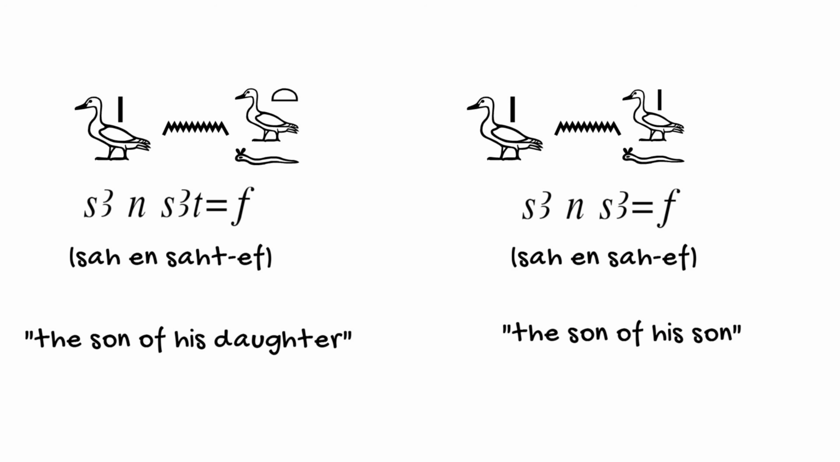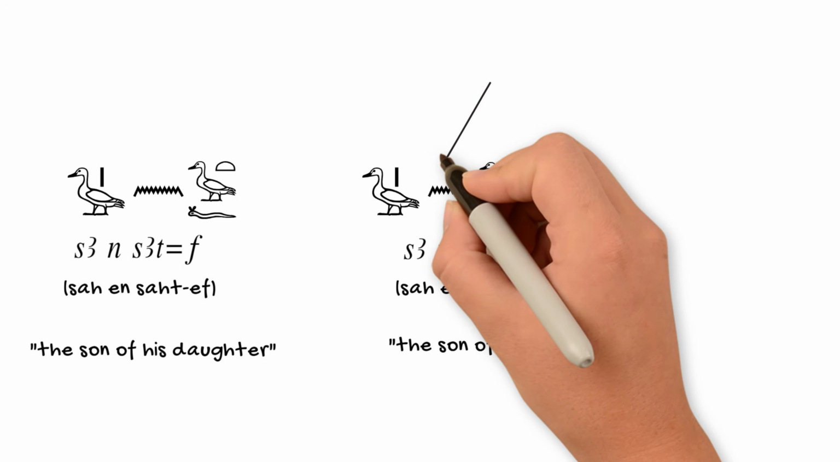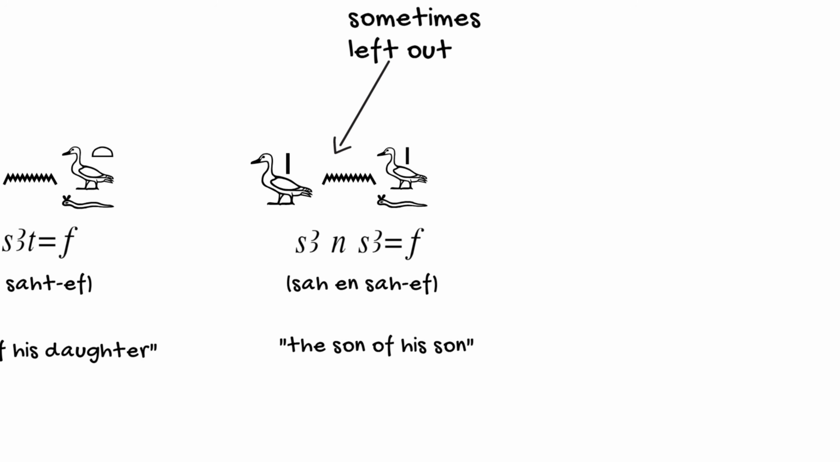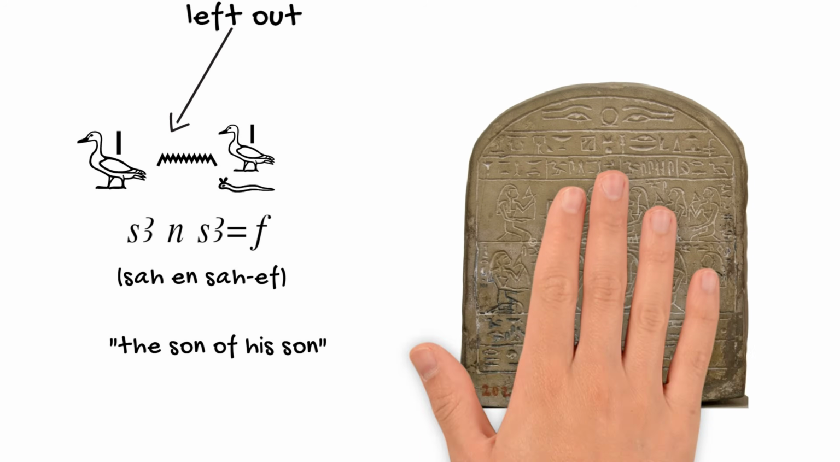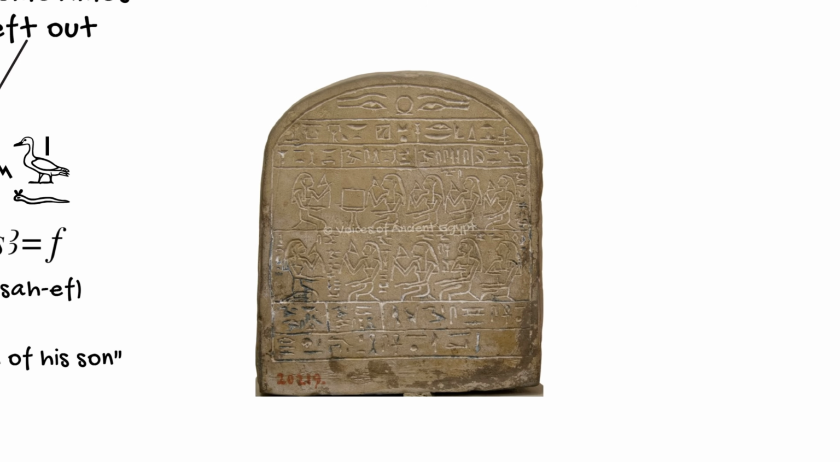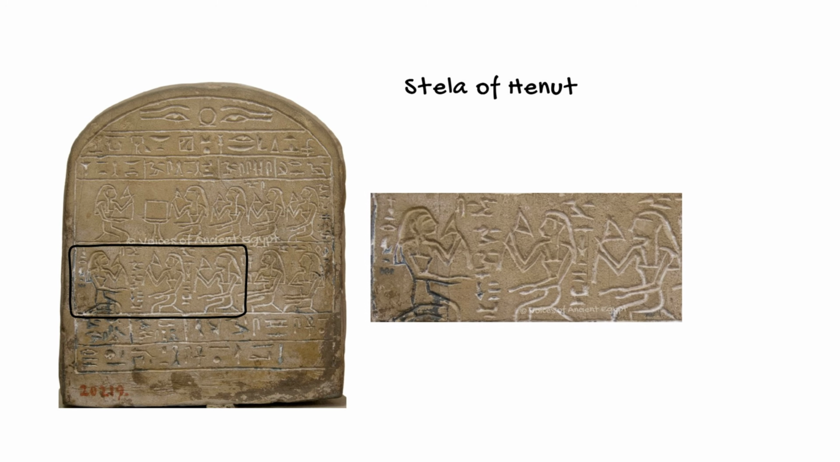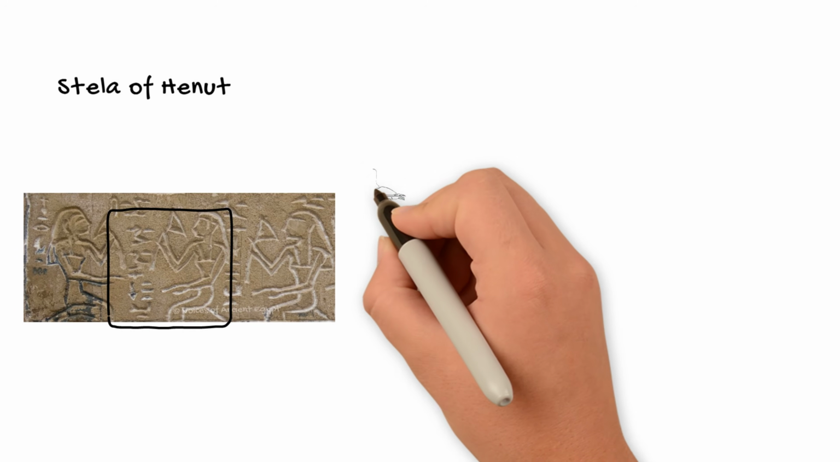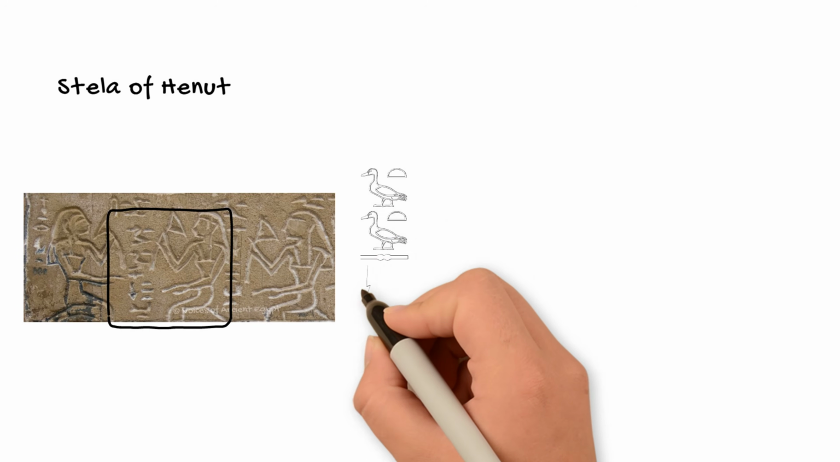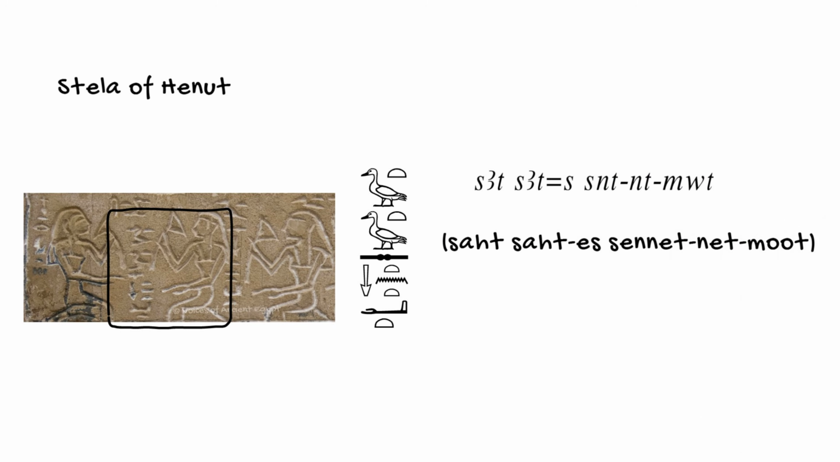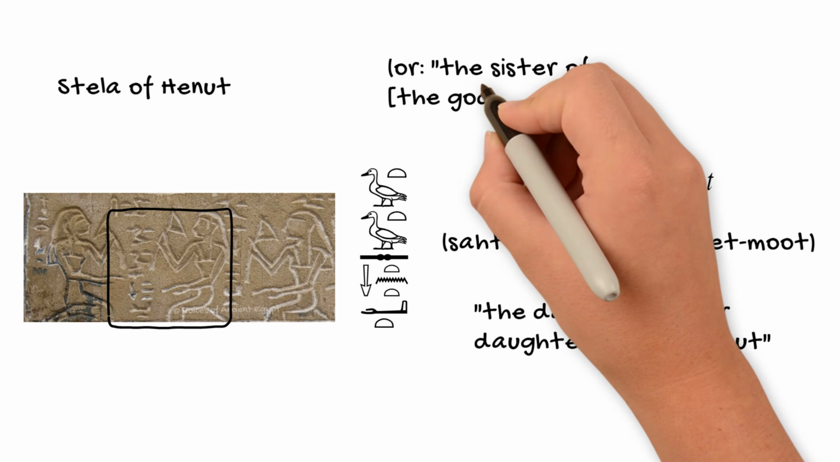And sometimes these terms also leave that n or net out, such as we see on this stela belonging to a woman named Hanut. She has multiple daughters and granddaughters included on her stela, including this granddaughter here, who's labeled zat s, senet net mut. That is, the daughter of her daughter, senet net mut. Funny enough, senet net mut's name actually means the sister of the mother.